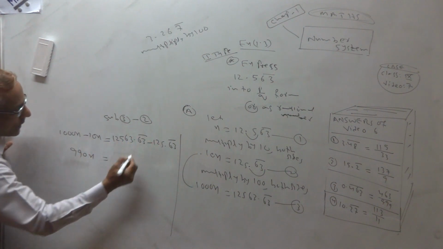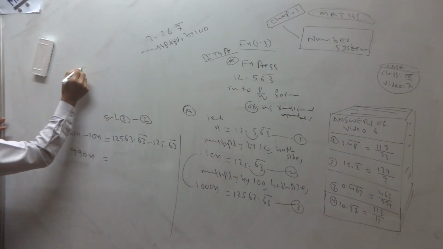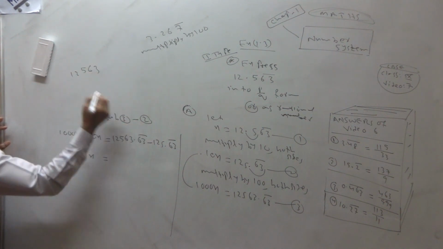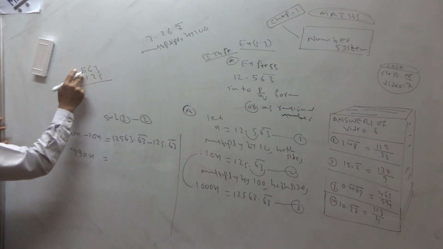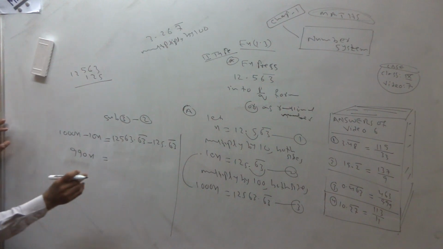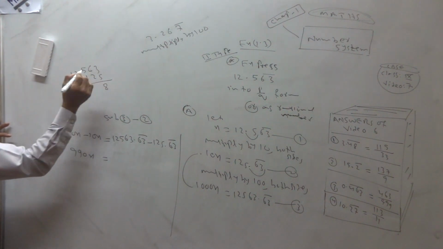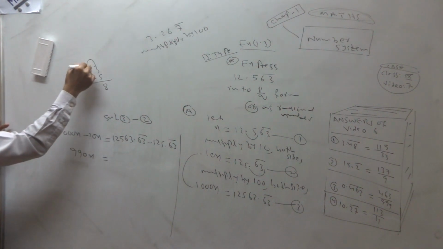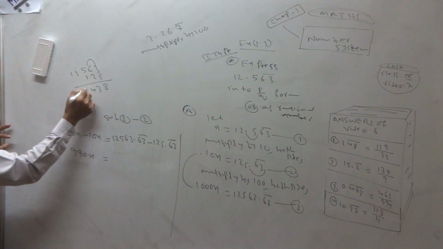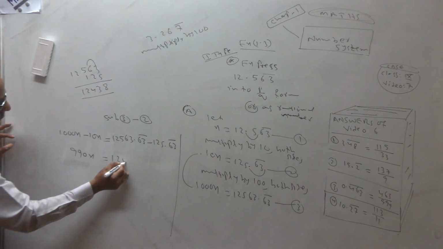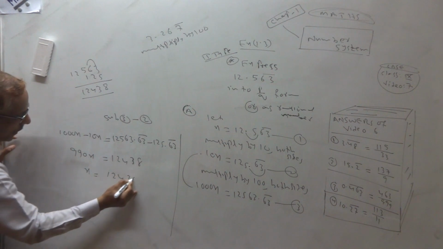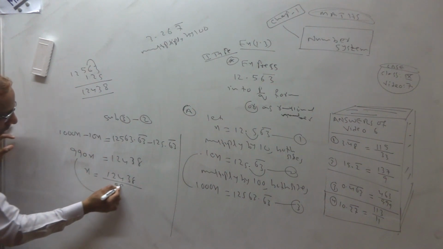What is this minus this? 12563 minus 125. What do we get? This minus 125, because third minus second. 13 minus 5 is 8, 5 minus 2 is 3, 5 minus 1 is 4. So 12438. So what is x? 12438 divided by 990.